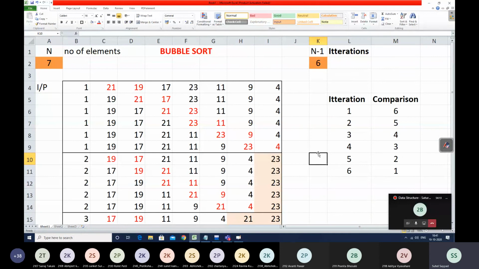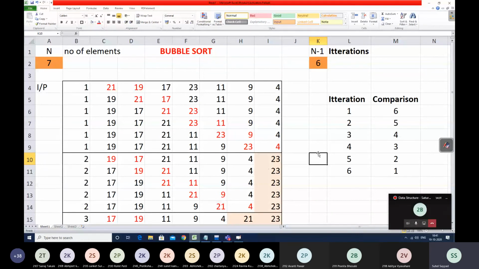Correct? In every iteration, we have to perform some comparisons. So this has to be done dynamically, because if your n changes, the number of iterations also changes, and the number of comparisons within each iteration also changes. That I showed you now with the help of an example. If you have 7 numbers, there are 6 iterations, first iteration 6 comparisons, second iteration 5 comparisons, and so on.